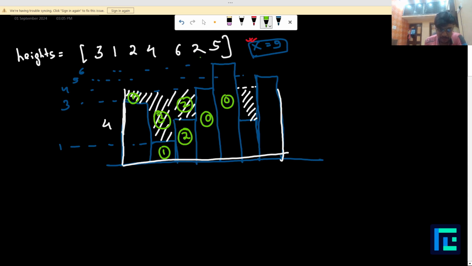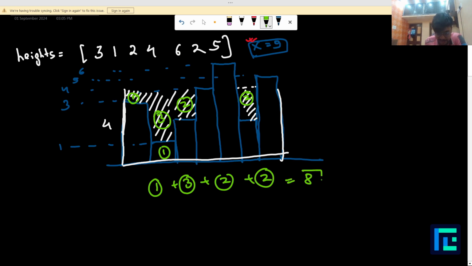This is basically 2. This is basically 2. Let me not write it over here. Okay. So, and this unit of water is again 2. So if you sum up total units of water, it is nothing but 1 plus 3 plus 2 plus 2, which is nothing but 8. So when you decided that, okay, you are going to keep a tank of height 4, you would require 8 units of water.